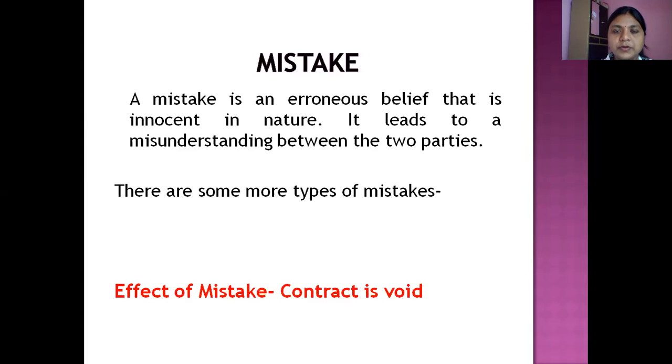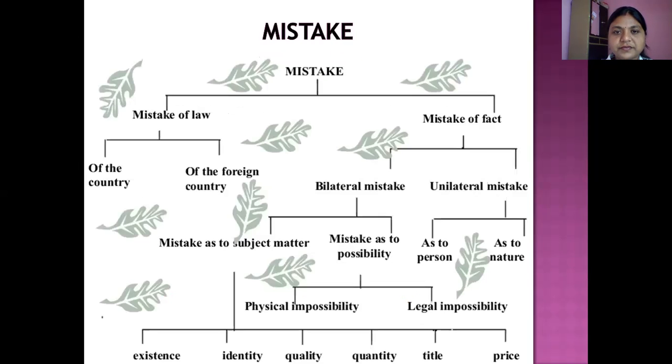Before that, I just want to make it clear that the effect of mistake is that it makes the contract void. Please remember the previous four points make the contract voidable, but the last one, that is mistake, makes the contract void. Here, the flow chart is there.